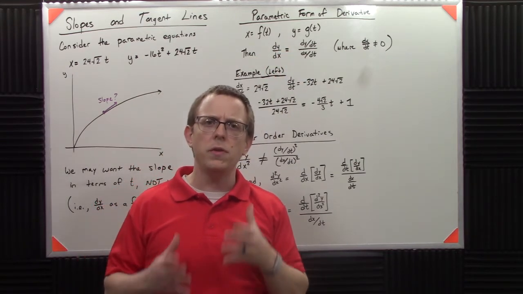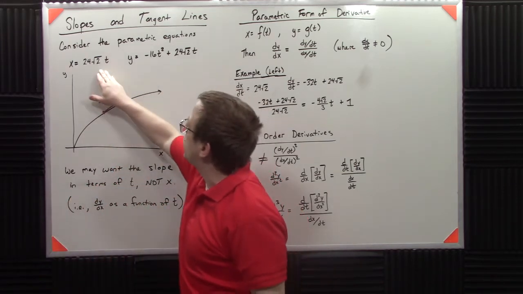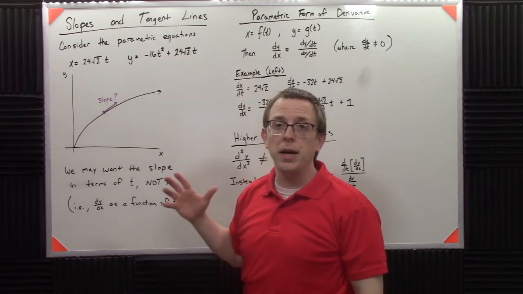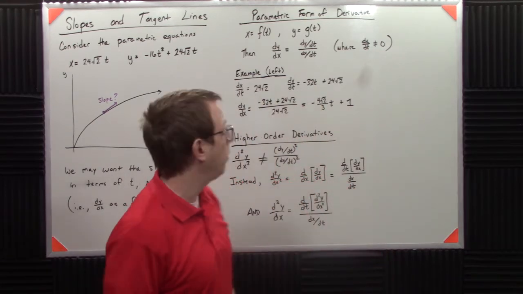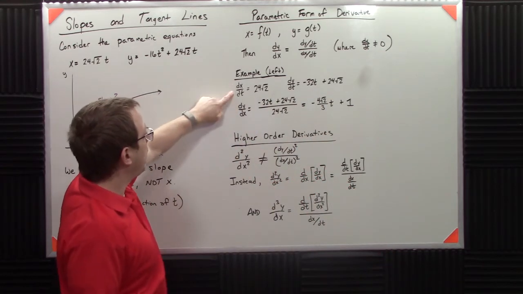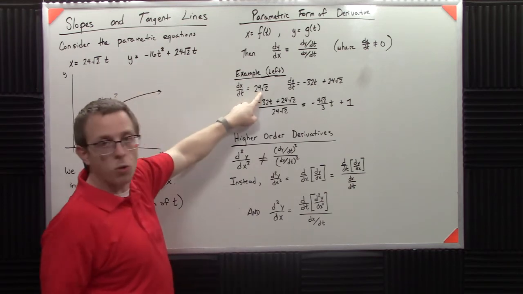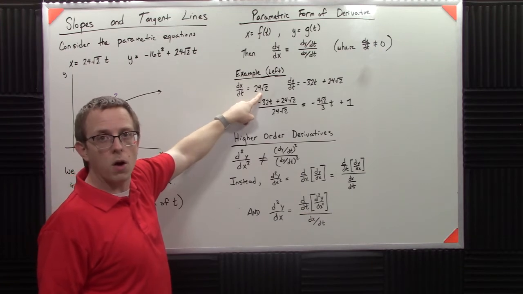So let's do this on the example that we have here. I've got this parametrically determined curve. What's dy/dx in terms of that t parameter? So I say, all right, if I take the derivative with respect to t here, the t just drops off.